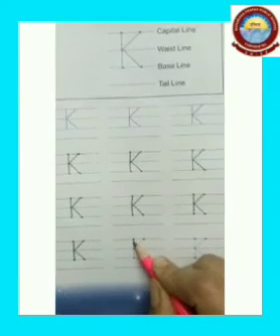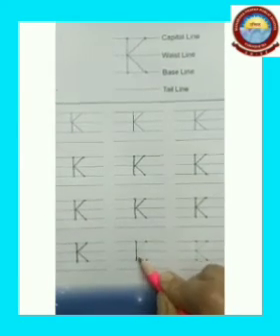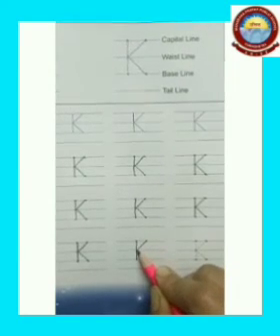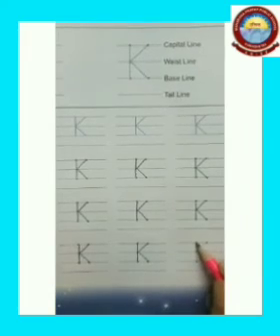K, K, kangaroo. Draw standing line up to down, then slanting line to the middle, and then one more slanting line makes letter K. This is letter K. I hope you understood the formation of letter K.